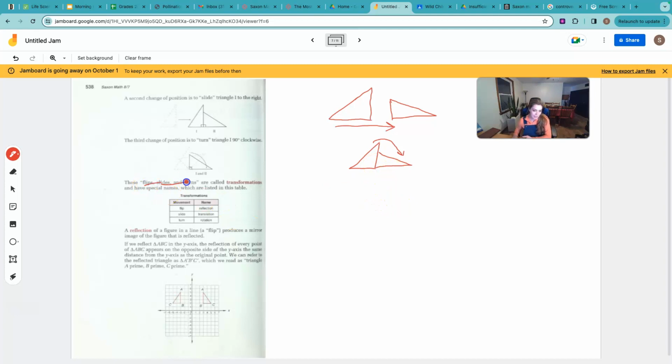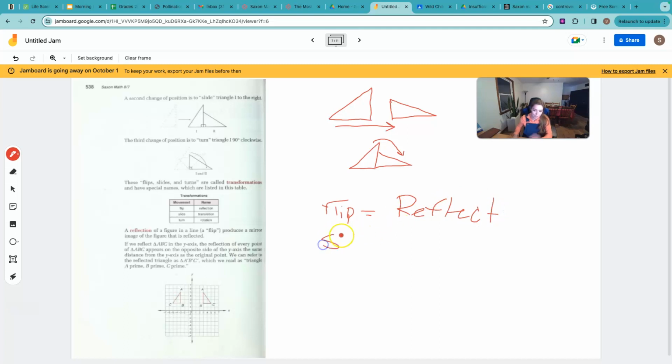So flips, slides, and turns are called transformations, right? The movement is called a flip. The mathematical name of it is called a reflection, right? Because if you're flipping something, it's like you're showing the mirror image. So a flip equals a reflection. I'm just going to put reflect.